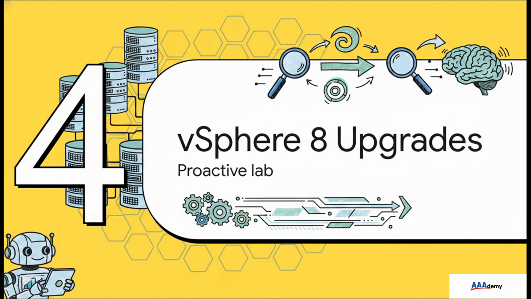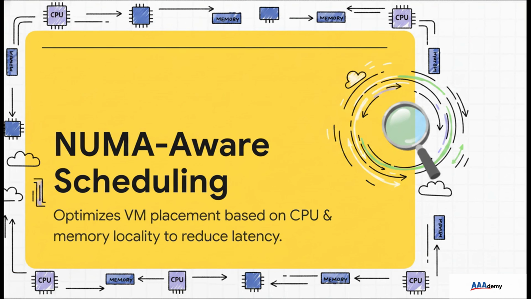All right, Section 4, vSphere 8 Performance Enhancements. So here is where the infrastructure itself is actually getting a lot smarter. With NUMA-aware scheduling, and NUMA stands for non-uniform memory access, by the way, vSphere 8 intelligently places virtual machines based on CPU and memory locality. By keeping a VM's memory physically close to the exact CPU core it's using, you drastically reduce memory latency. And that is absolutely crucial for high-performance applications that completely rely on split-second, low-latency memory access.